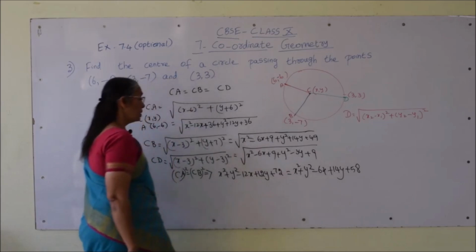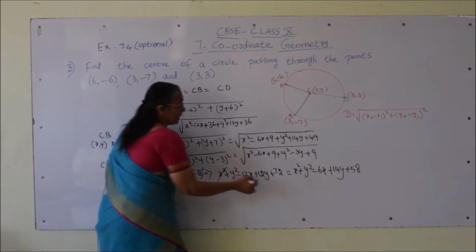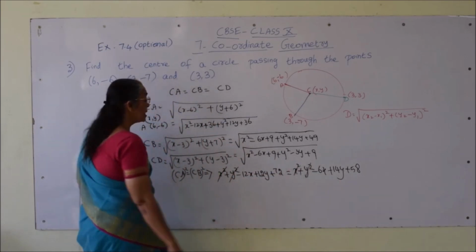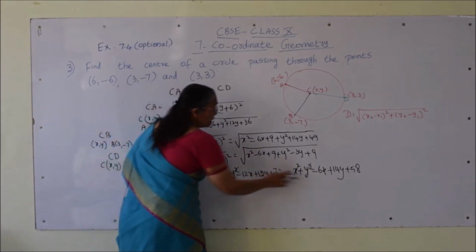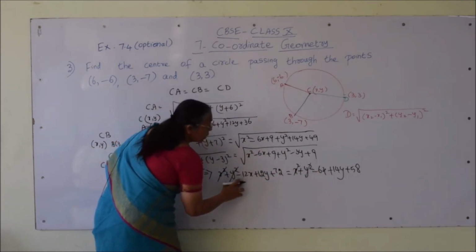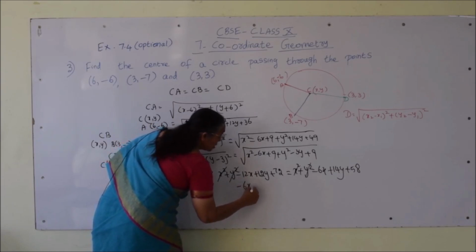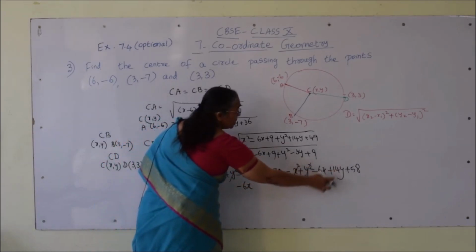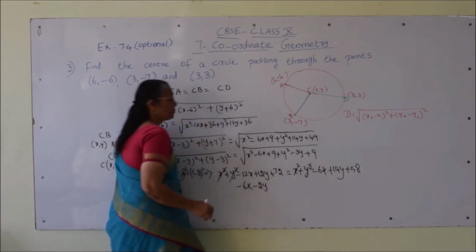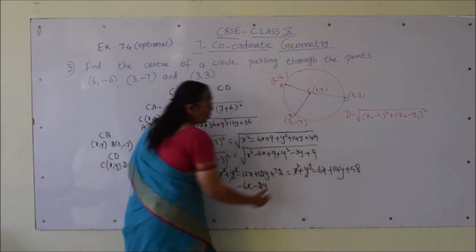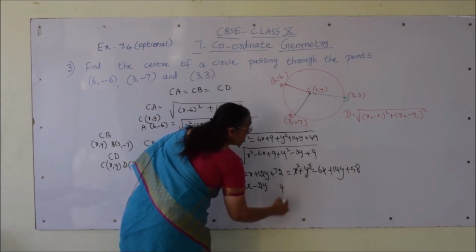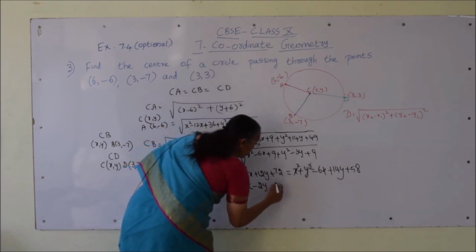So, now the second degree terms will get cancelled, x square cancels, y square cancels. We are left with a linear equation. Here this is minus 12x, so we will bring this 6x this side, it will become plus 6x. So, minus 12x plus 6x is minus 6x. Now, here 12y, we bring this 14y here. So, 12y minus 14y is minus 2y, and here 72 minus 58, which is 14.